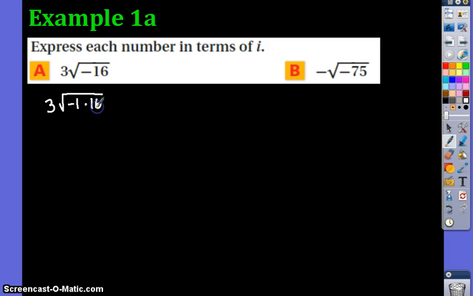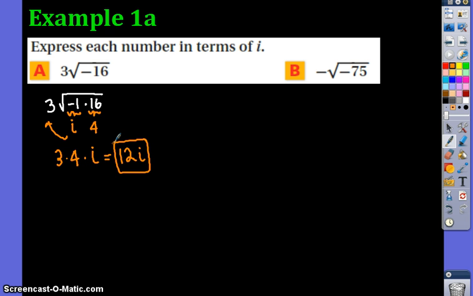times 16. 16, of course, is a perfect square, and the square root of -1 is just the i. So we're going to pull both of these out, and then they're going to get multiplied by the 3. So what we really have is 3 times 4 times i. So we have 12i as our answer. And that's our imaginary number right there. There's the b, which is 12, and then the i, which is the imaginary unit.